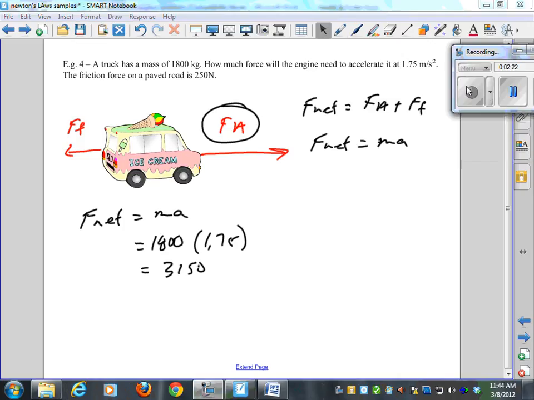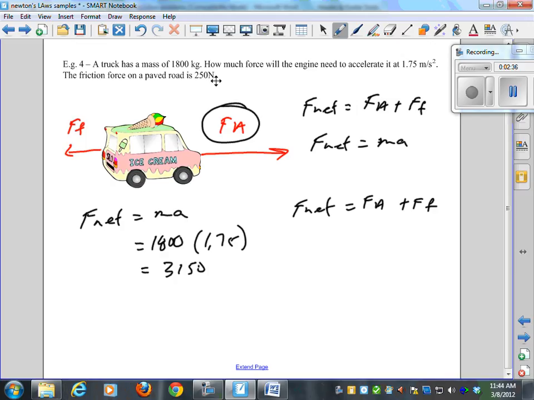All right, next up. So now what do we have? F net is equal to FA plus FF. Now, do I just take 3150 and add 250 newtons? Or sorry, do I just subtract 250 newtons? So you're just saying I should go 3150 and subtract 250 and get, what's that going to be? 2,900. Is that what I should do?